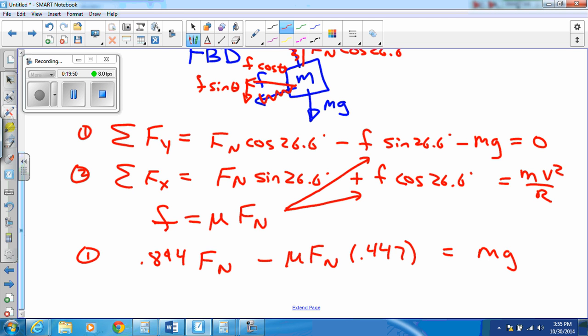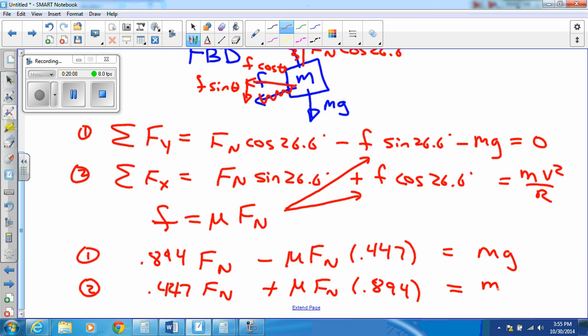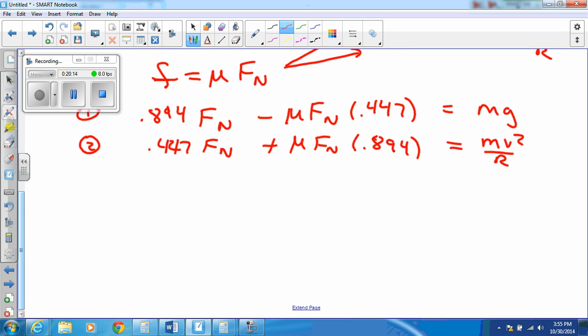Take a look at equation 1 and double check and make sure that you agree with all the substitution that took place there. And now equation number 2, I'm going to get 0.447 times Fn plus mu Fn times 0.894, and that equals mv squared over r.